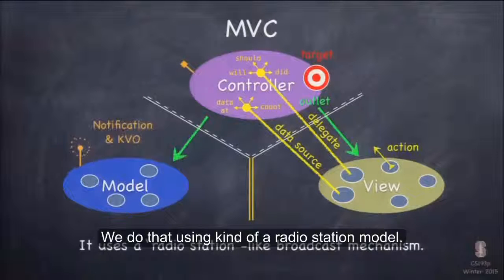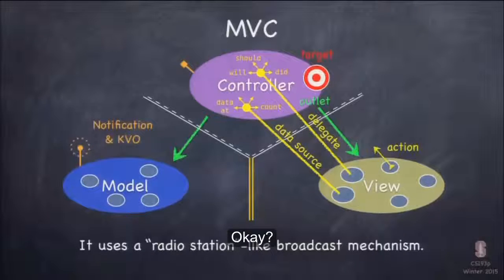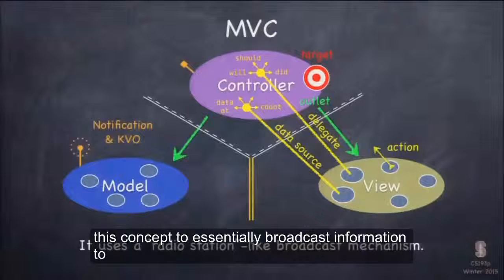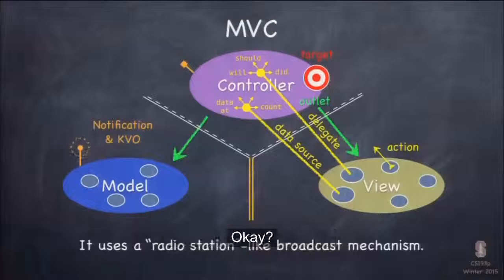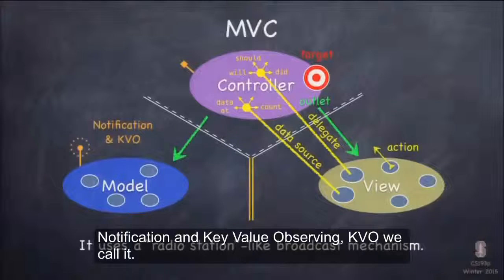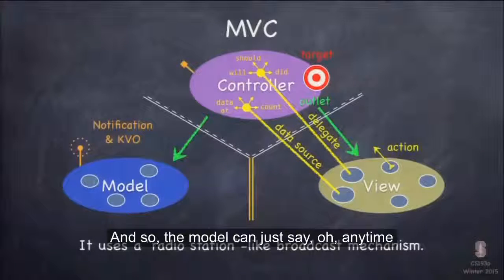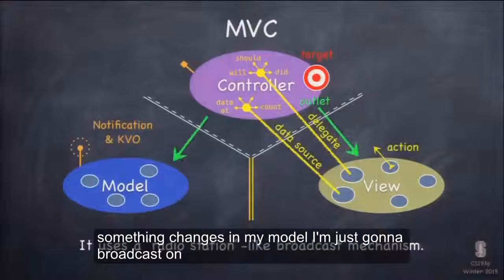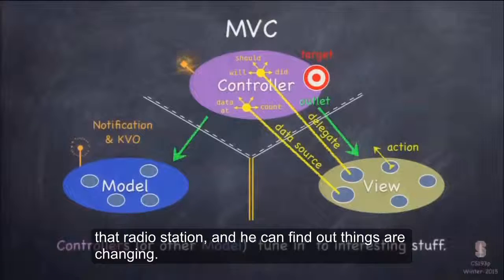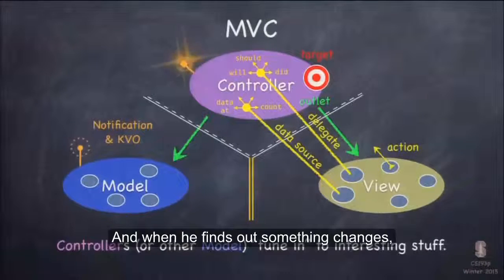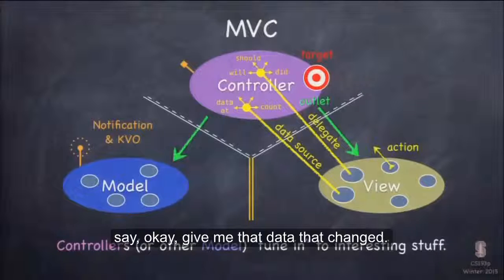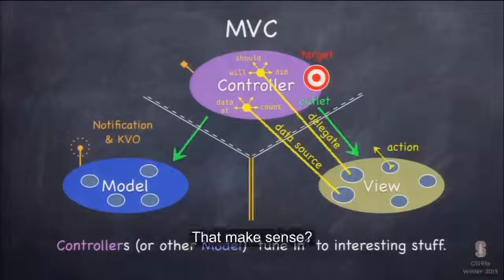We do that using kind of a radio station model. Okay, so the model, a radio station concept, the model will use this concept to essentially broadcast information to anyone who's interested. Okay? And the mechanisms for doing this in iOS are called notification and key value observing, KVO we call it. And so the model can just say, oh, anytime something changes in my model, I'm just going to broadcast on my radio station. And then the controller simply tunes into that radio station. And it can find out things are changing. And when it finds out something changes, it's going to communicate via its green arrow to the model and say, okay, give me that data that changed. Right? Does that make sense?